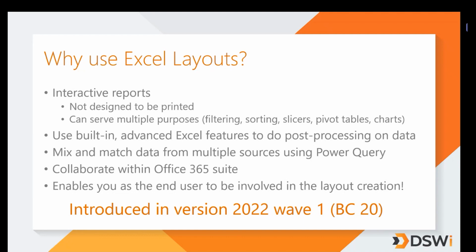We are also able to mix and match data from multiple data sources using Power Query. So if you have another external database, you can use ODBC data connections to pull in that data and match it with your Business Central data. You are able to collaborate within the Office 365 suite. What that means is, obviously Excel is part of Office 365, but you can leave comments, you can integrate with SharePoint.